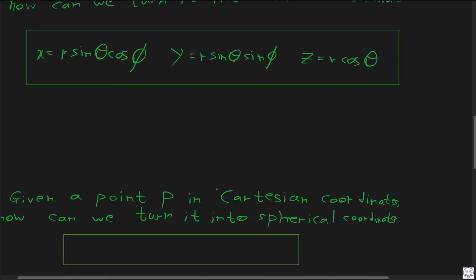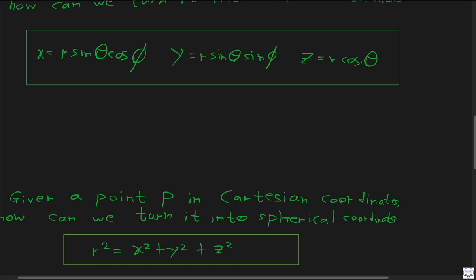Next, if we have a point P in Cartesian coordinates, how can we turn it into spherical coordinates? This is very simple as well. So r squared is defined as x squared plus y squared plus z squared. Now this is where a major difference between cylindrical and spherical coordinates lies. r squared is not just x squared plus y squared, but also plus z squared. And this is how we will determine r.